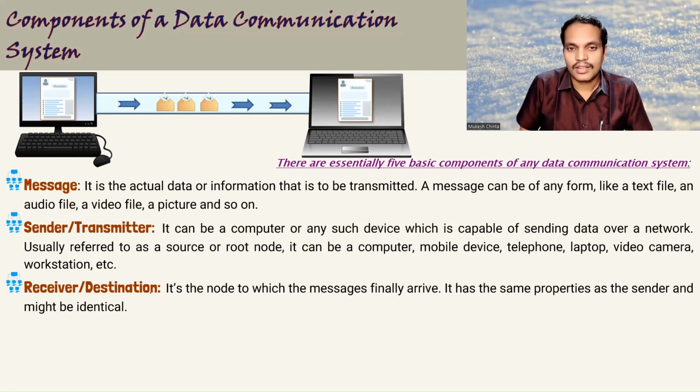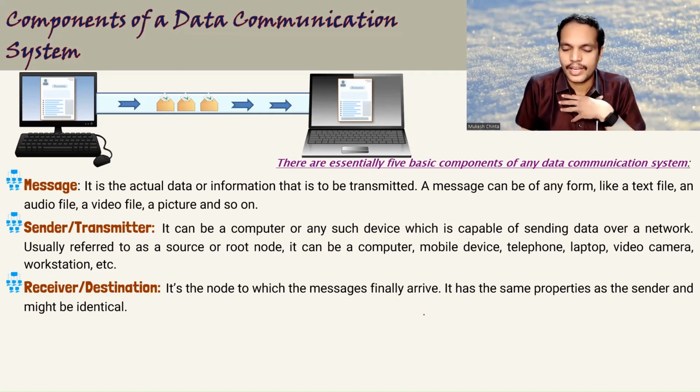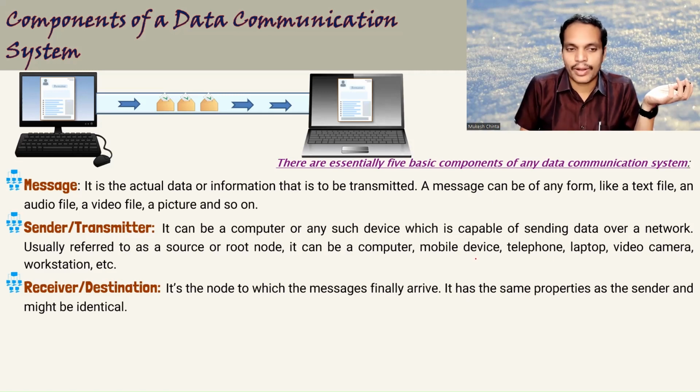Similarly, the receiver is the node which has the capability to receive such messages, where the messages finally arrive. So it is the node to which the messages finally arrive. Basically, it has the same properties as the sender, and it might or might not be identical. So these are the three components.